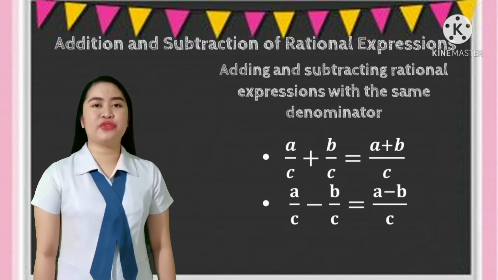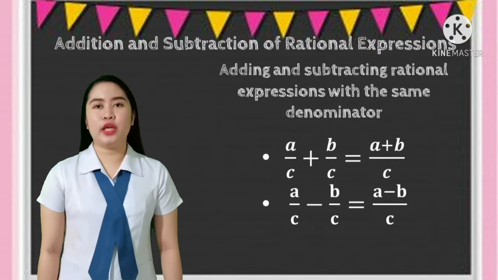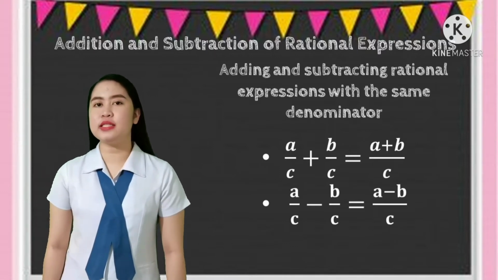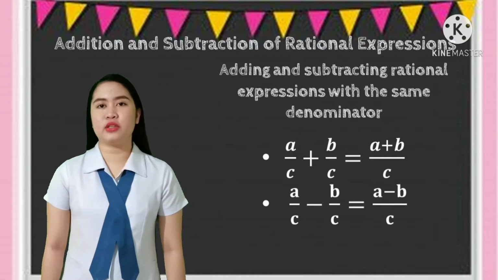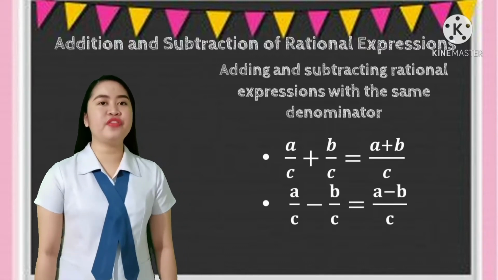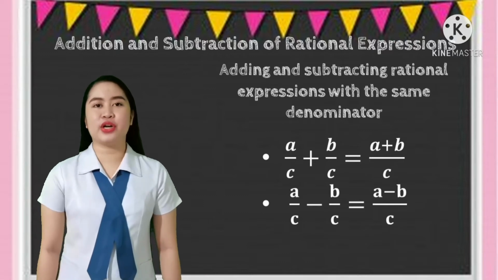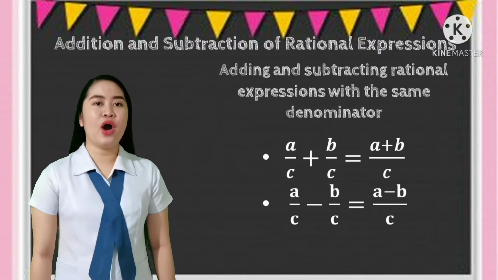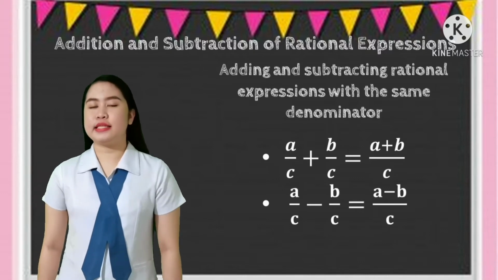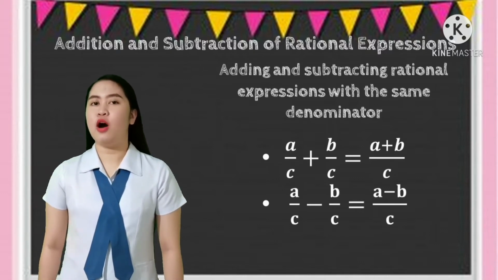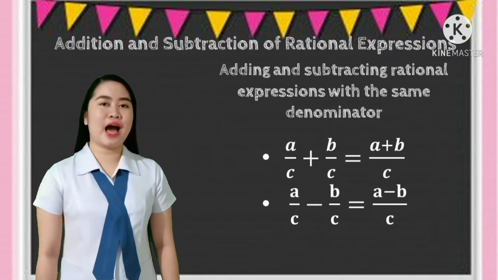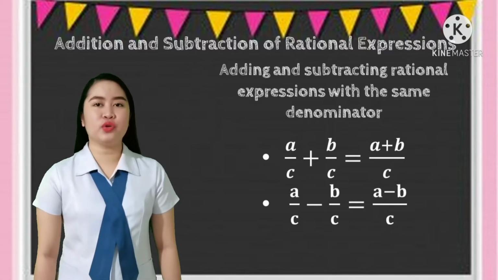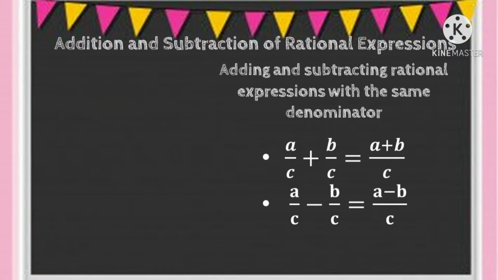When subtracting rational expressions in which the denominators are the same, subtract the numerators. The denominator of the difference is the common denominator. Write the answer in the simplest form, or a over c minus b over c is equal to a minus b all over c. Let's have some examples for you to better understand.